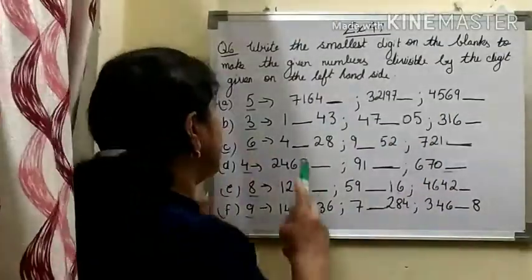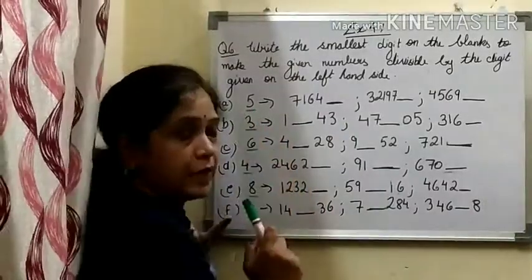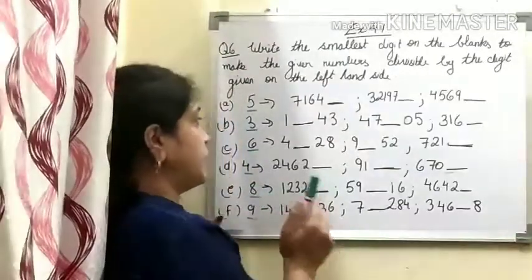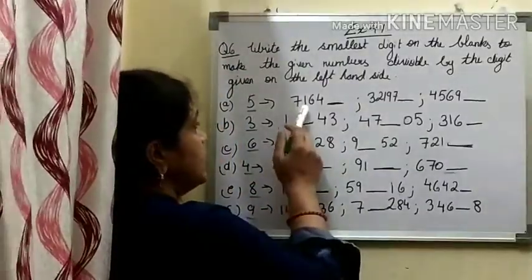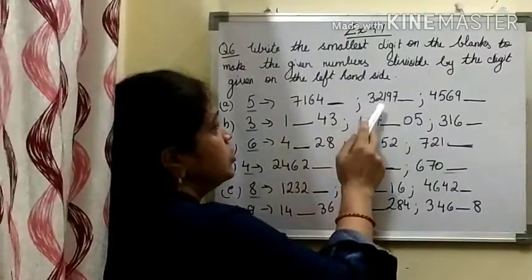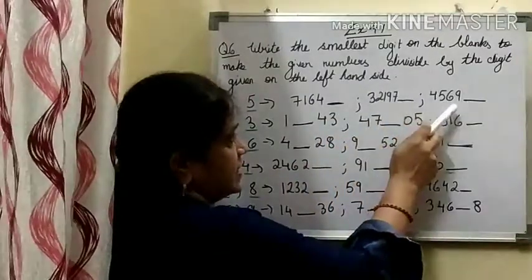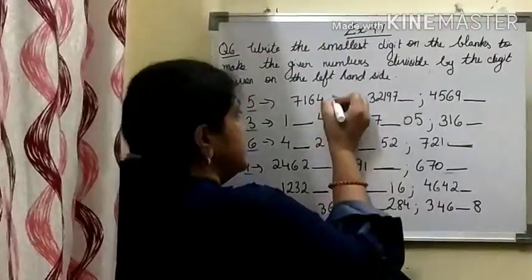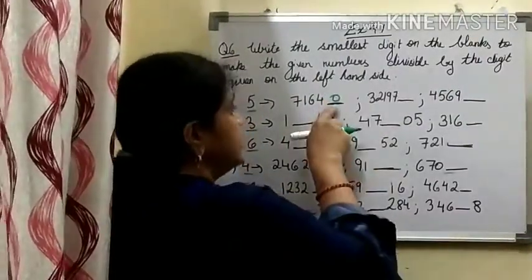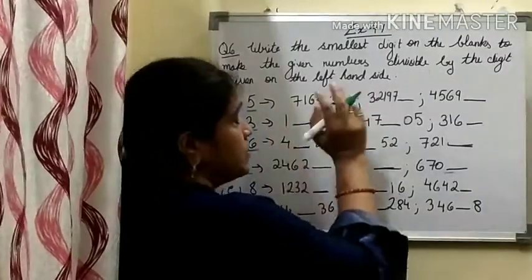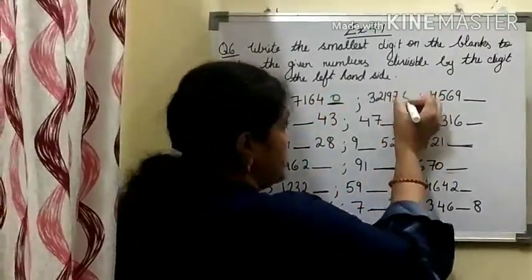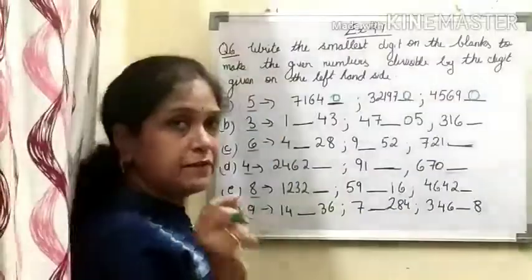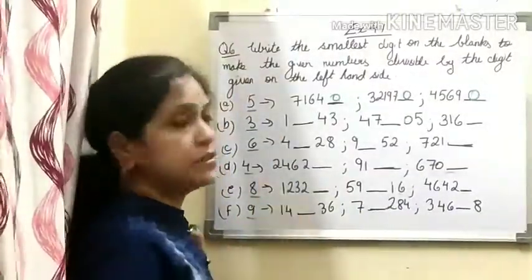Now, for a number to be divisible by 5, do we know the test of divisibility by 5? What is the test of divisibility by 5? The last digit should be either 0 or 5. Now here the numbers given are 7164 dash, 32197 dash, 4569 dash. So the smallest digit will be 0 only, because if the digit is 0, then that number will be divisible by 5. Here also it will be 0 and here also it will be 0, because among 0 and 5, 0 is smaller.